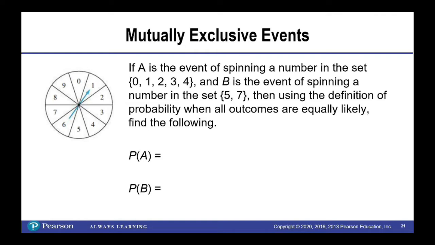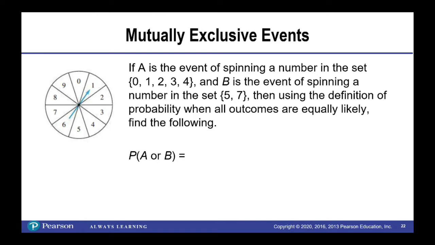If all of our outcomes are equally likely, the probability of A would be 5 out of 10, because there are 5 numbers in A out of 10 numbers total on the spinner. So 5 out of 10 simplifies to 1/2. Now the probability of B, there are 2 numbers in B, so 2 out of 10 total numbers gives us 1/5 when we simplify our fraction. Notice that these two events do not overlap, and so we can add our two probabilities together.